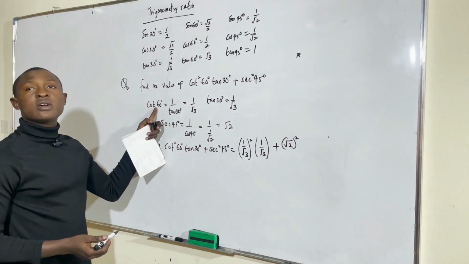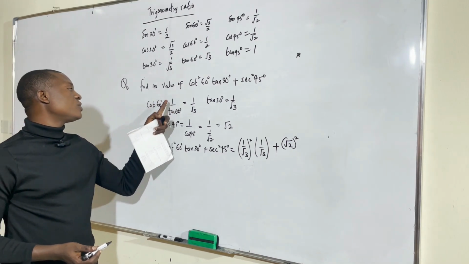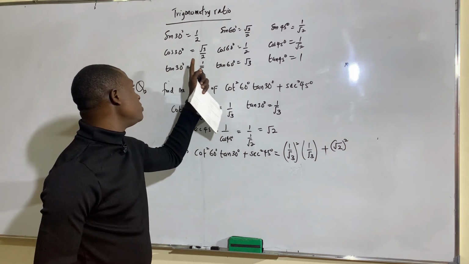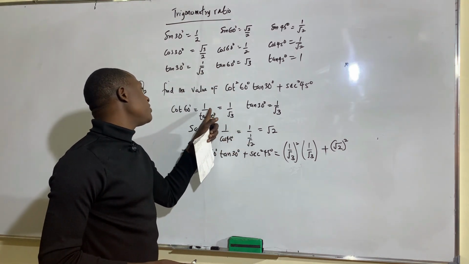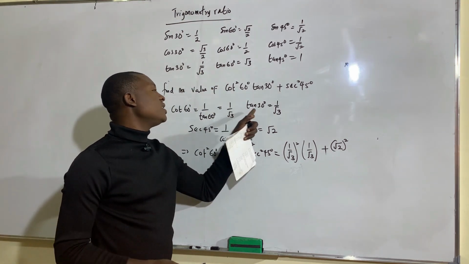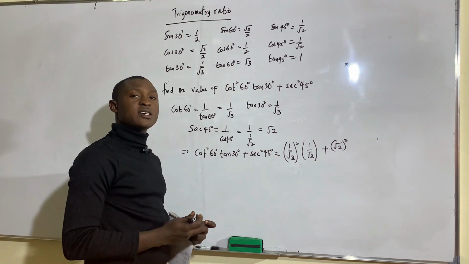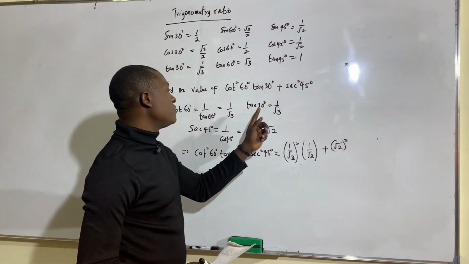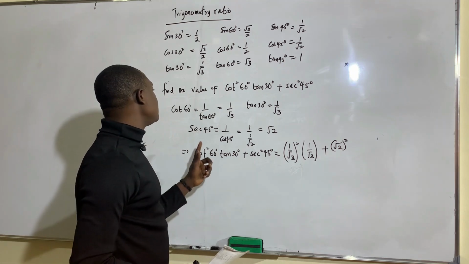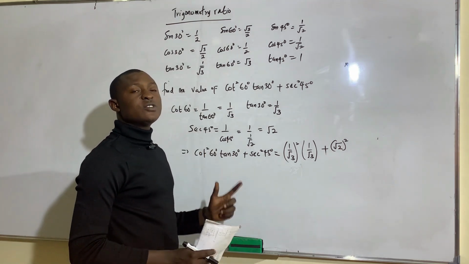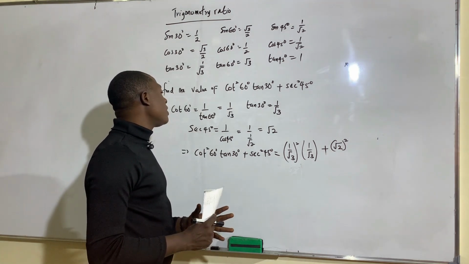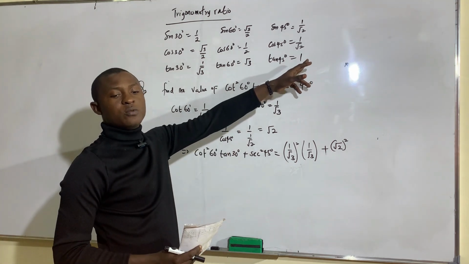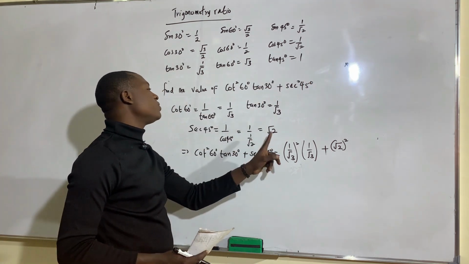So cos 60 is nothing but 1 over tan 60, and from the table we have tan 60 to be root 3. That's why we have the other one to be 1 over root 3. Then tan 30 as well is opposite over adjacent. When we get it using the trigonometric ratio, we have the value to be 1 over root 3. At the same time, sec 45 is nothing but 1 over cos 45, and I know that cos 45 is 1 over root 2 from here. So when we reciprocate this one, we have it to be root 2.